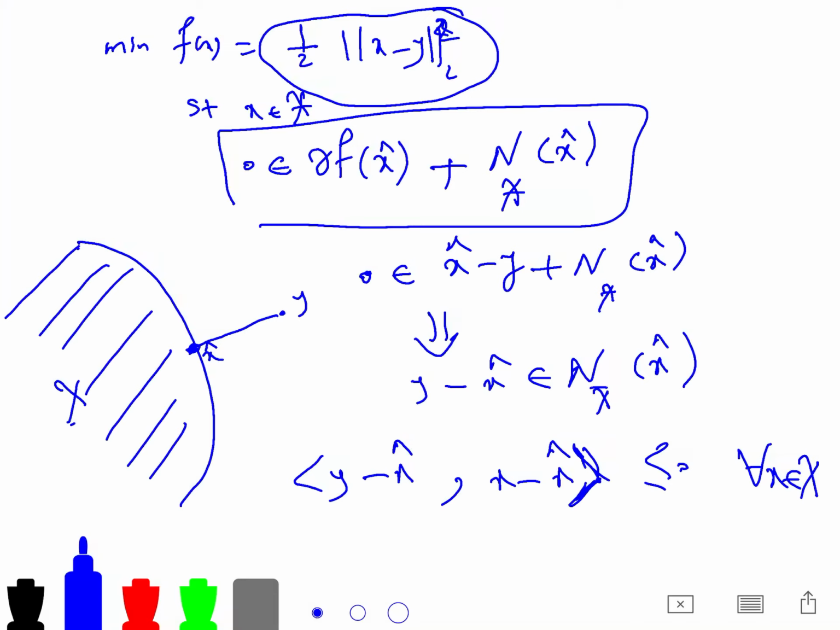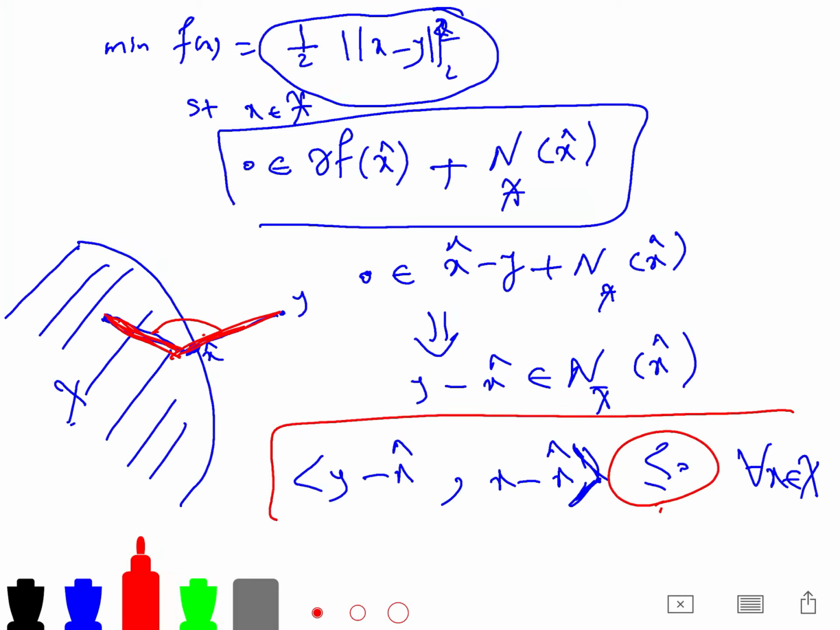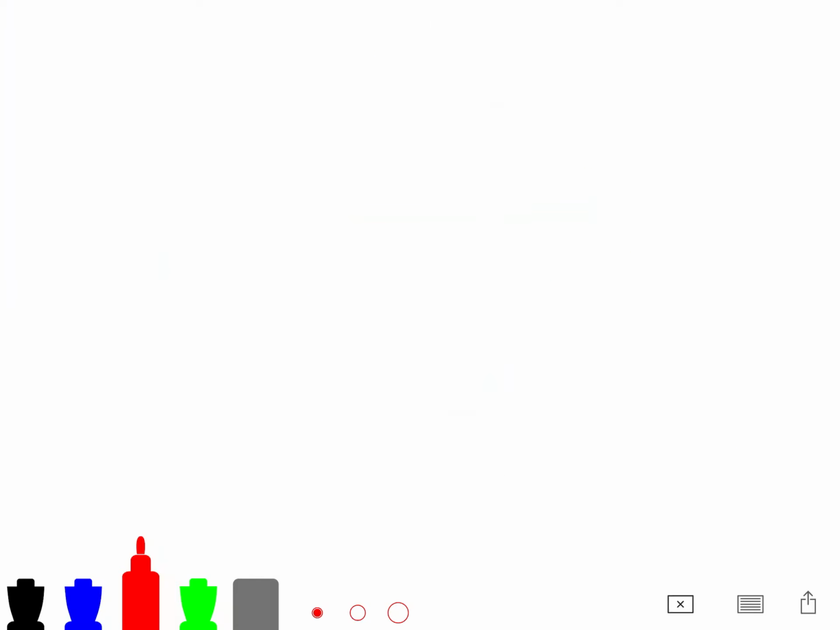x minus x hat, for any x inside your set, for example this one, let's say the inner product between this vector and this vector, because the angle is greater than 90 degrees, the inner product is less than 0. And this is an important property that holds just for convex sets. And so let's talk about separating hyperplanes.